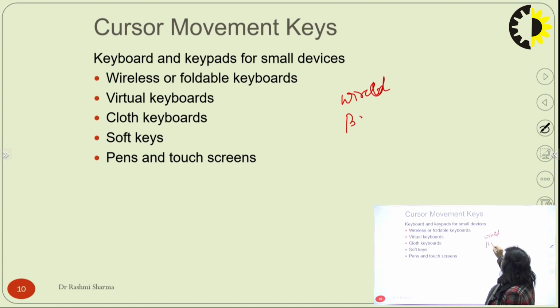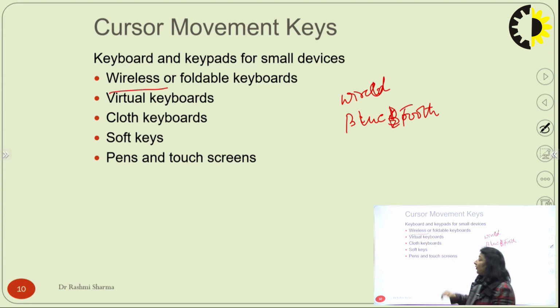Then I can have Bluetooth or the wireless, which we have discussed, or the foldable keyboards. These foldable keyboards, for a normal layman, we can say are like a laptop which gets folded, but it doesn't mean that you have to fold it this way.